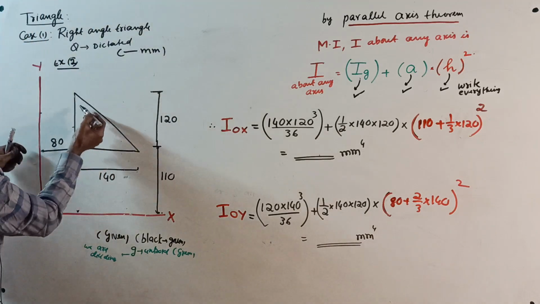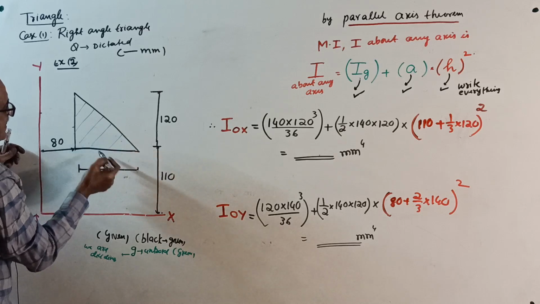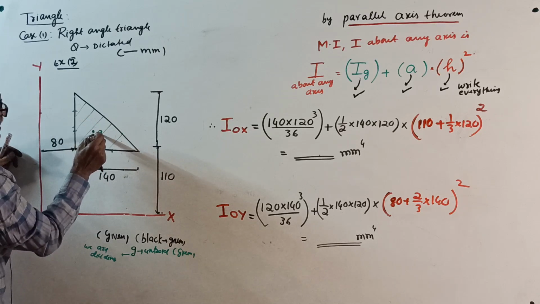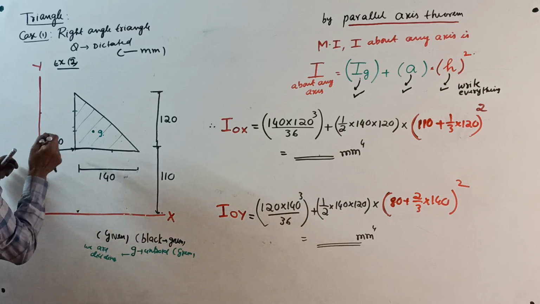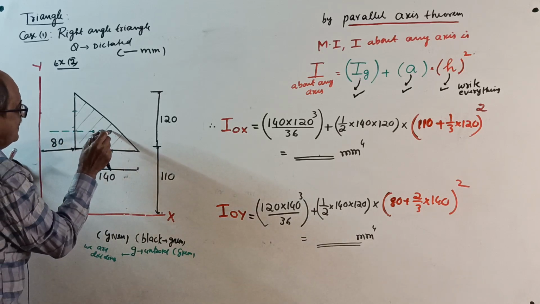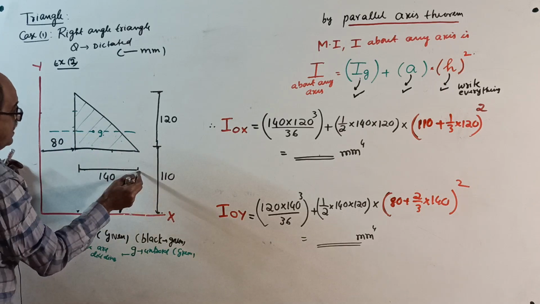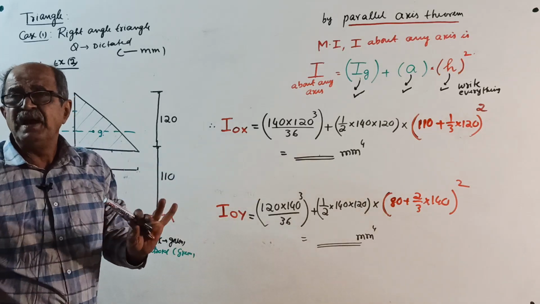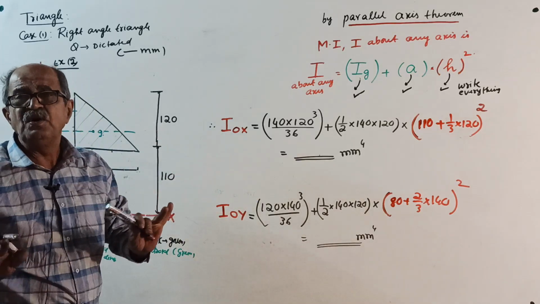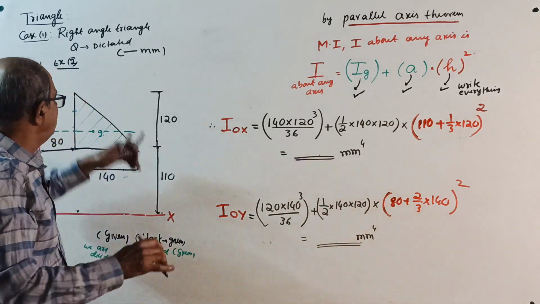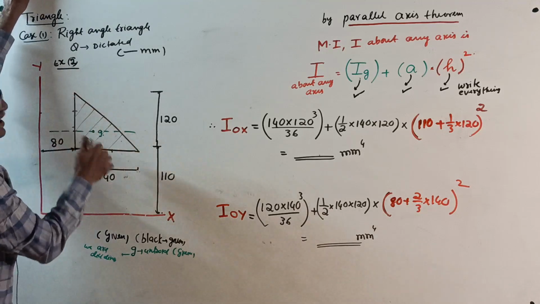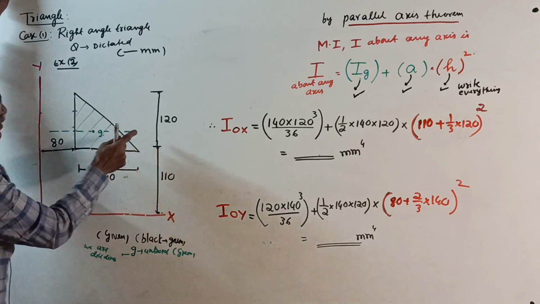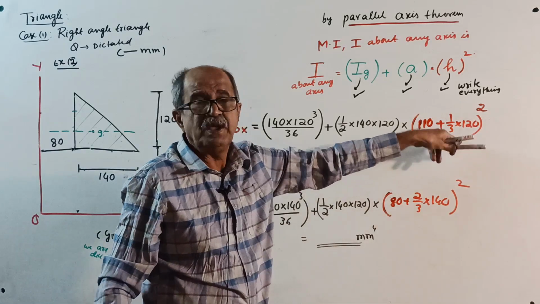Okay, now immediately. See, its centroid G. Start. First I about OX. First I about its own axis, parallel to OX: 140 into 120 cube by 36. This is to save the time. You take independent question every time you write it. Don't think, oh, same as last time. Then plus area, half into 140 into 120 into 110 plus 1/3 of 120. Oh, same answer. Okay, over.